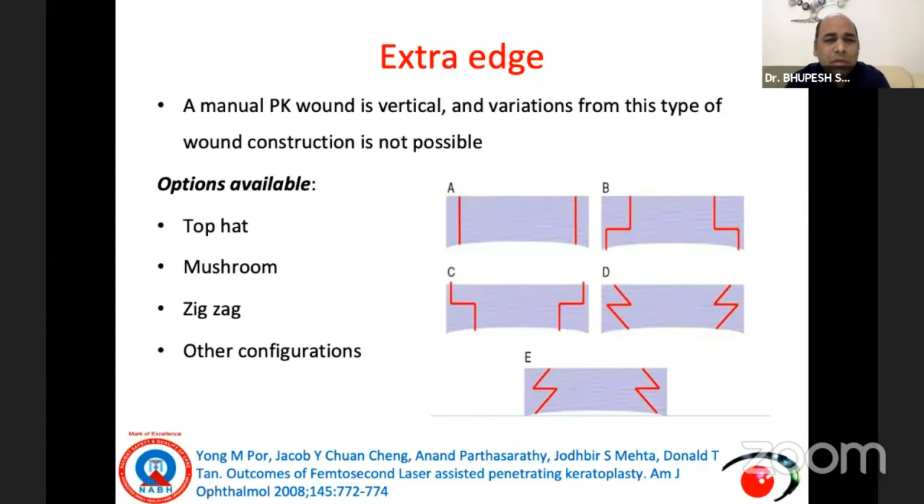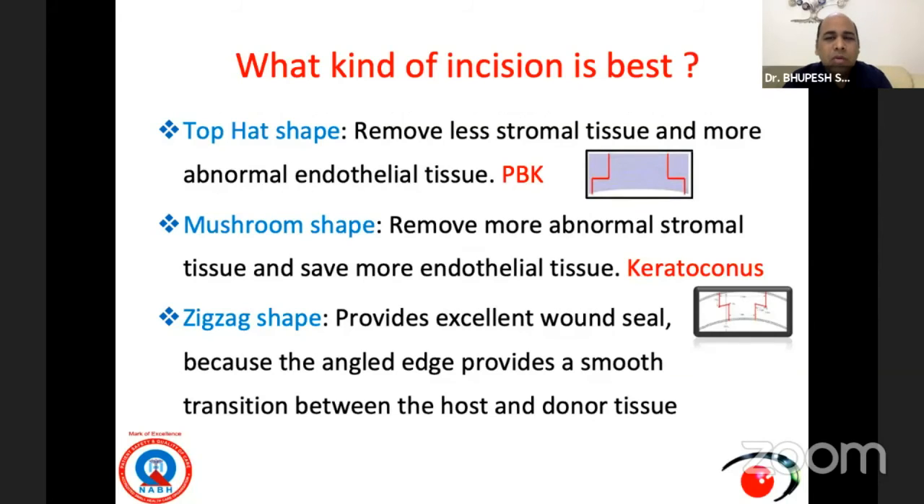A manual PKP wound is vertical, as I've discussed. The variation from this type of wound is not possible with manual surgery, but when we go with femtosecond laser, we can make any shape like top hat, mushroom, zigzag, or any other configuration which is needed. So how to choose which kind of incision suits which surgery?